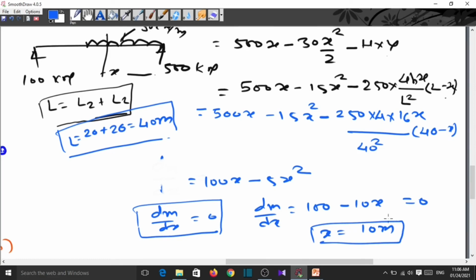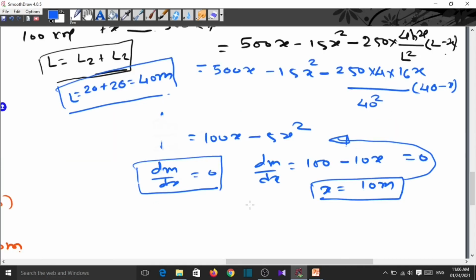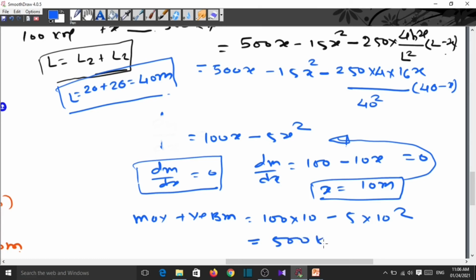So put this value into this equation. So we got here the maximum positive bending moment is equal to 100 into 10 minus 5 into 10 square. So that is equal to 500 kilonewton. This is the maximum positive BM.